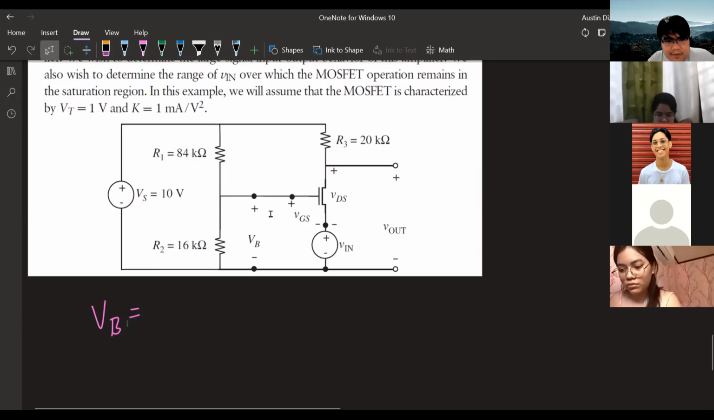Pwede pong patingin ng notes kanina. Hindi mo kailangan ng notes kanina para makuha si VB. From chapter 2, ano to? From chapter 2 topics to para makuha yung VB. Ay, okay po, sir.